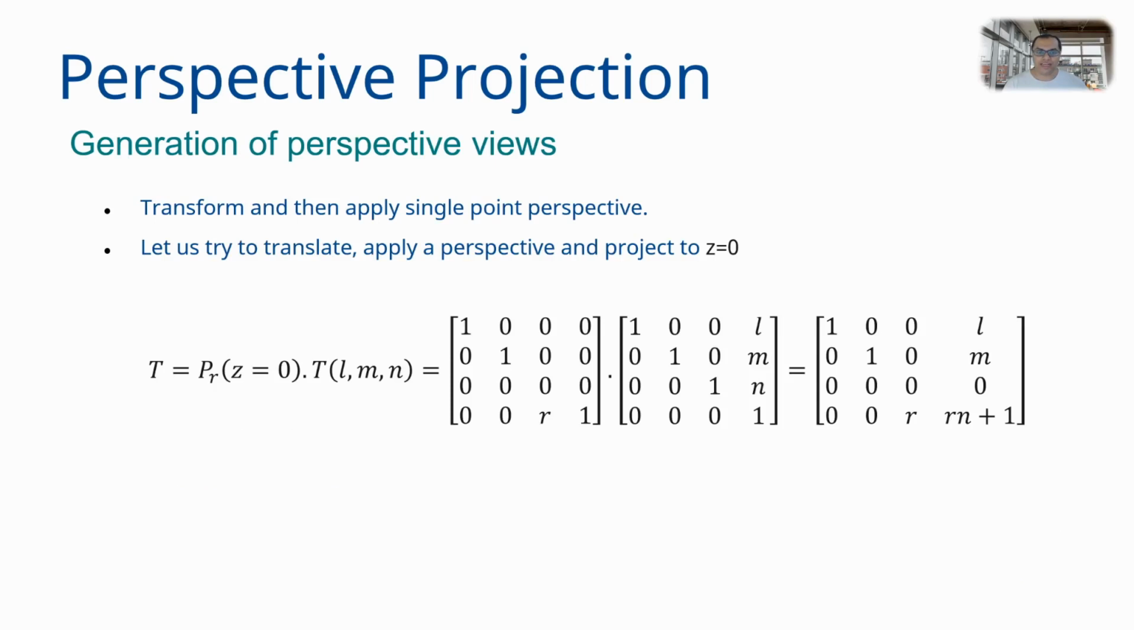Well, let us look at this case. What happens if I transform my object and then apply a single point perspective? This is a single point perspective projection because I have zeroed out the z coordinate. But before that, I have applied a translation. So LMN is a translation. This is the matrix, but this does not give me geometric intuition.